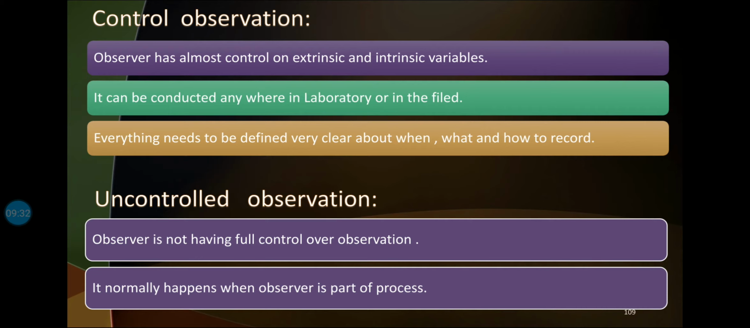Controlled observation and uncontrolled observation. Now we will discuss controlled observation. The observer has almost complete control over extrinsic and intrinsic variables.